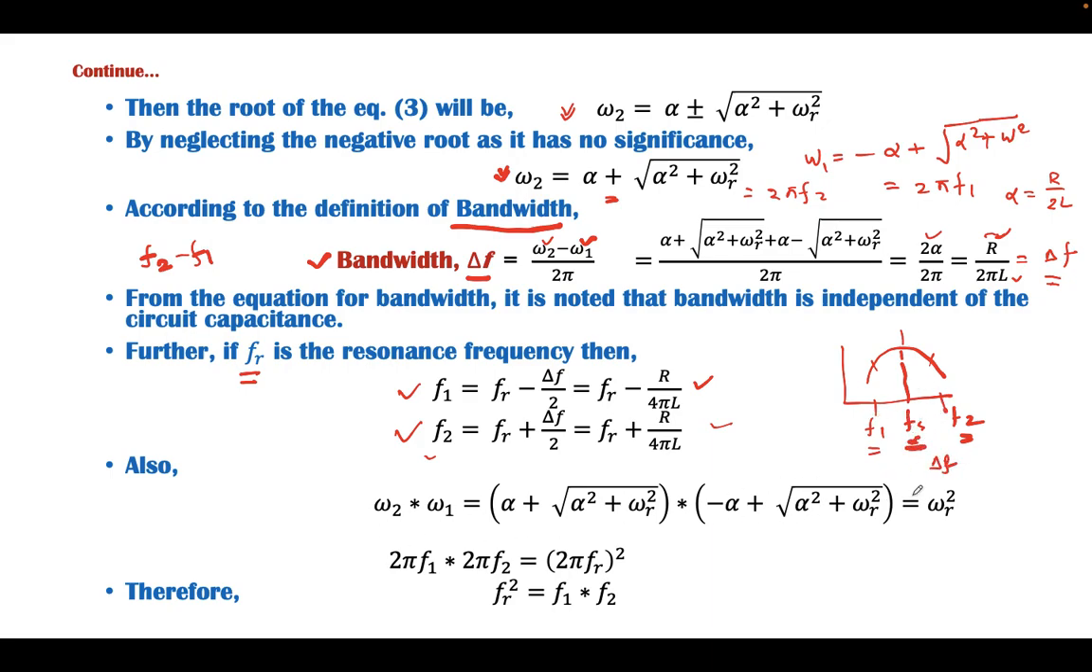Now we can find out the relationship between F1, F2 and FR by multiplying omega 1 and omega 2. Then we get omega 1 omega 2 equal to omega R square. Rearranging this equation, FR is equal to the square root of F1 into F2. Hence, knowing the value of the resonant frequency, we can find out the lower cutoff frequency F1 and upper cutoff frequency F2 with the known bandwidth of the circuit.